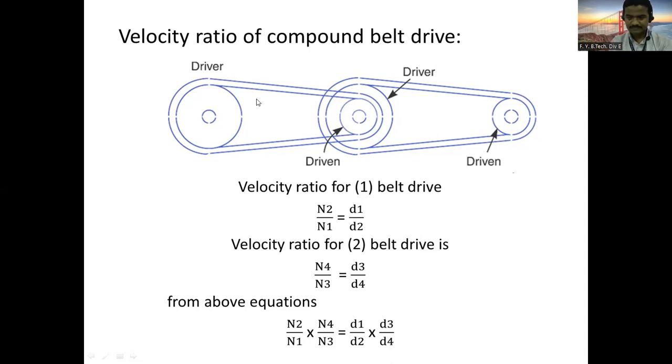What will be the equation? N2 by N1 into N4 by N3 is equal to D1 by D2 into D3 by D4. Write down this equation.